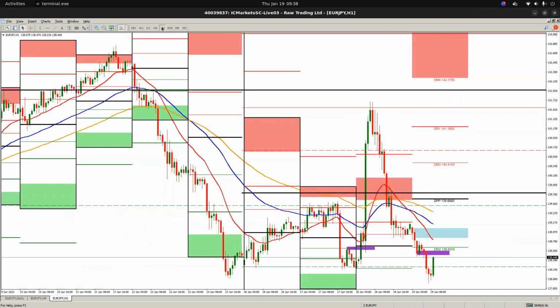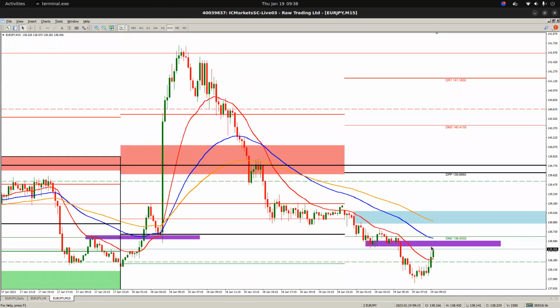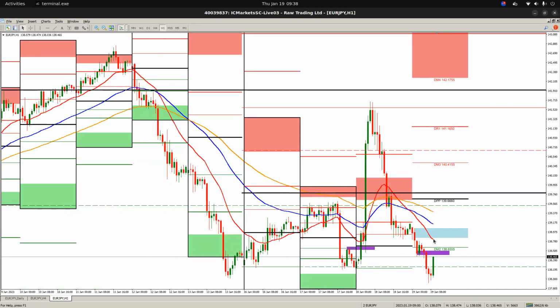Remember, the 55 on the M15 time frame is your 21 on the H1 time frame. Fair, there or thereabouts. So you can see that 55 is just below the DM2. H1 is above the DM2. So it's not 100%. But you can sort of look at it like that. You've got roll reversal there.